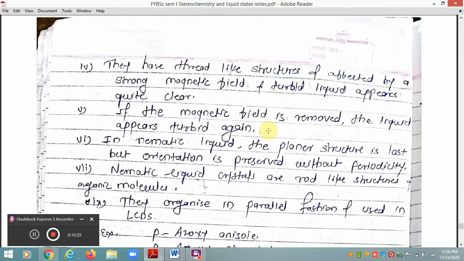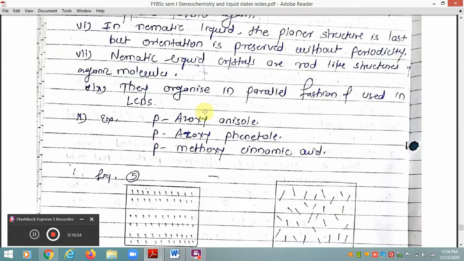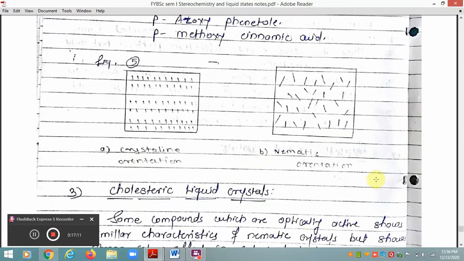If the magnetic field is removed, the liquid appears turbid again, and in nematic liquid the planar structure is lost but orientation is preserved without periodicity. Nematic liquid crystals are rod-like structures of organic molecules, and they organize in parallel fashion and are used in LCDs. Examples of nematic liquid crystals are para-azoxyanisole, para-azoxyphenetole, and para-azoxycinnamic acid. This is the crystalline orientation, this is the nematic orientation, and this is the random orientation.